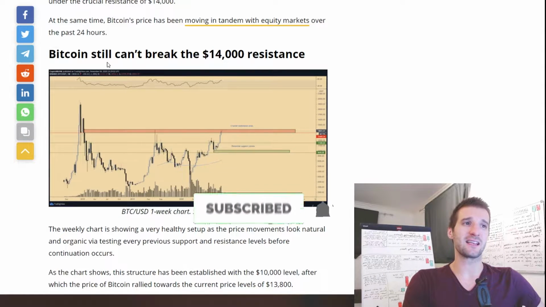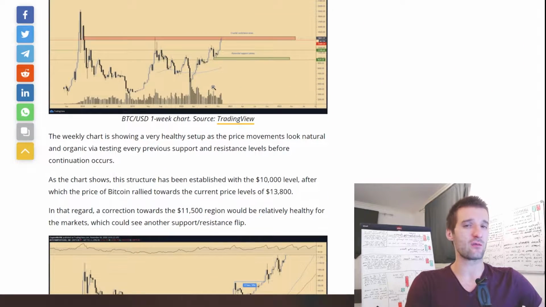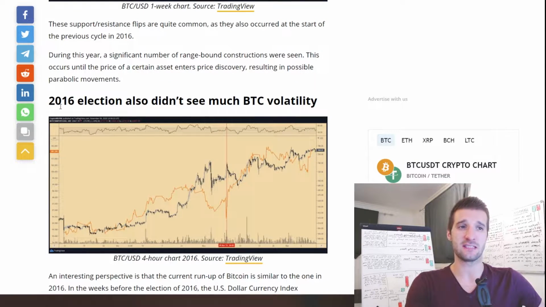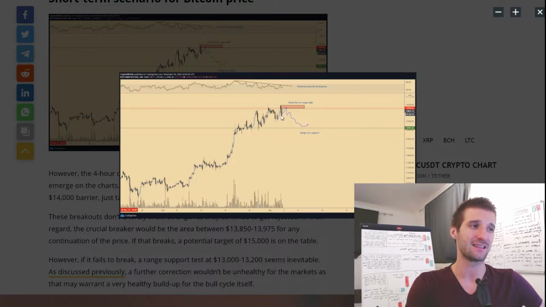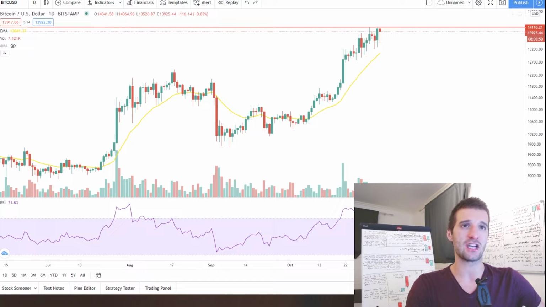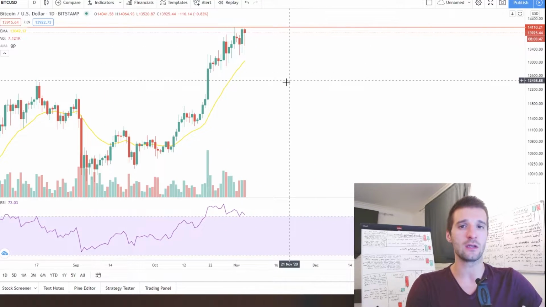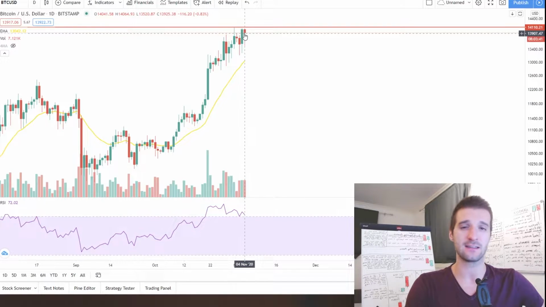So this is: Bitcoin still can't break the $14,000 resistance. This is the first thing that I mentioned over here, and we just covered it. We have the 2016 election, which also didn't see much BTC volatility, which we covered also. And the next one is the short-term scenario for the Bitcoin price. As we can see over here, they predicted a drop towards approximately $13,000, and after that a break to the upside. We're going to see how this will play out, but this is a very possible scenario, especially because I just showed you a trend reversal pattern that could occur already tomorrow, and should occur tomorrow if we close this candle like we are seeing it over here, more or less.